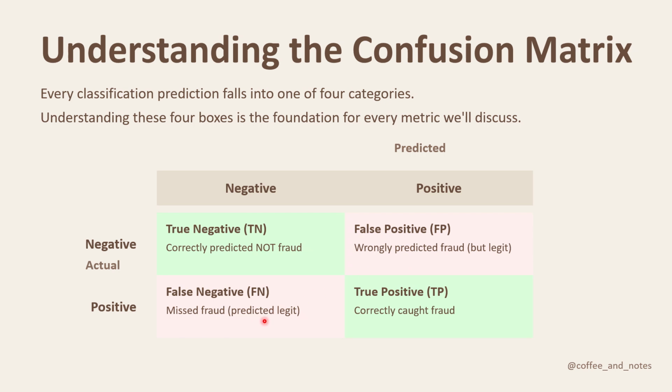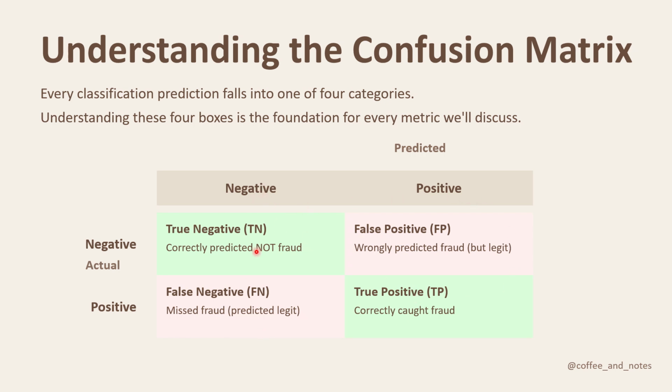False negative. You predicted not fraud, but it actually was fraud. This is an error. A fraudster slipped through. You lost money to fraud. This is expensive. True positive. You predicted fraud and it was actually fraud. This is correct. You caught a fraudster. You saved money. Your fraud team investigates and confirms it. This is what you want.